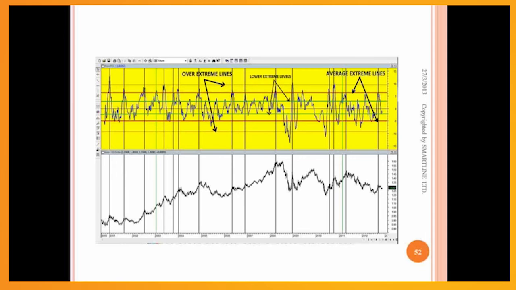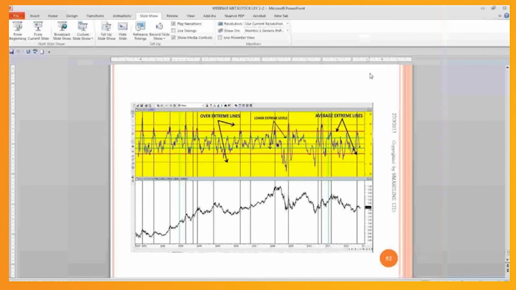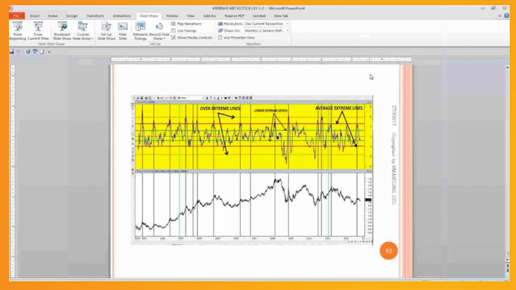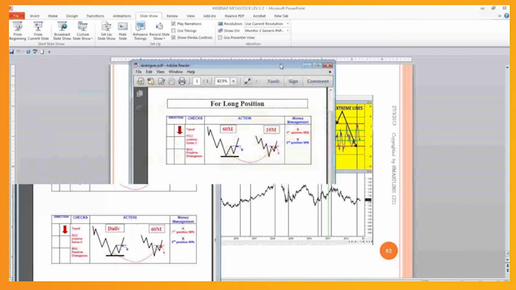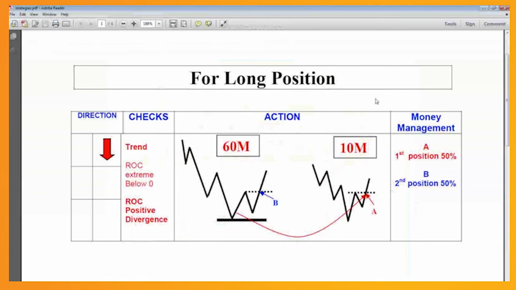Now, look at a kind of a complete system. What do I recommend? Is to use this information that I just gave you and have a strategy for when exactly you are going to go long or go short, right? For this case, I'm going to use the long position. So first we check the direction of the market.